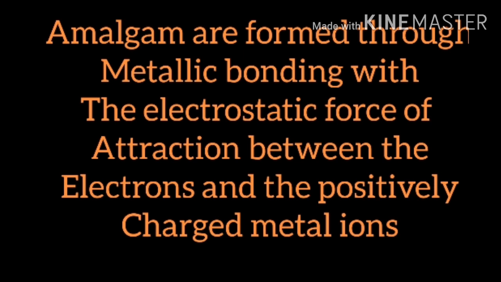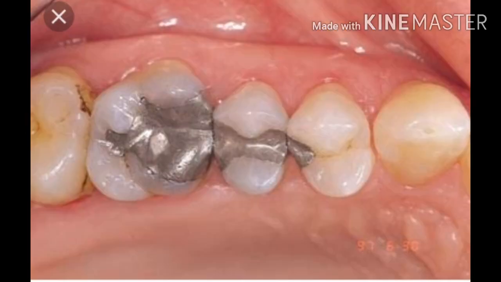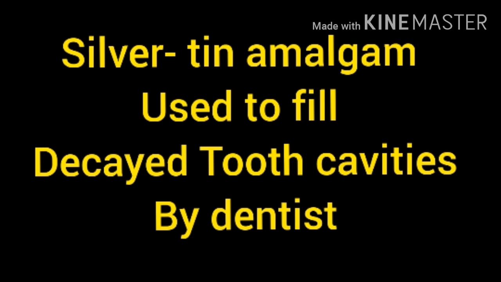So, for example, where have we seen amalgam? Probably when we went to a dentist for tooth decay, they use a silvery liquid to fill the damaged cavities. What is it? It is nothing but an amalgam. It's a silver tin amalgam.